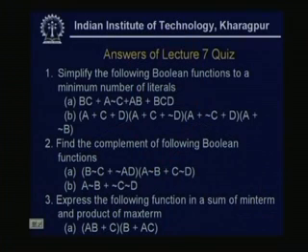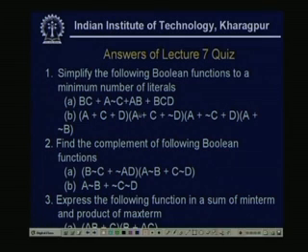But before that, first we discuss the answers of the previous lecture's quiz. The first question was to simplify the following Boolean functions to a minimum number of literals. The first one was BC plus AC bar plus AB plus BC.